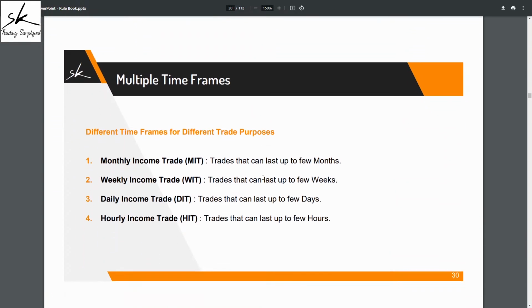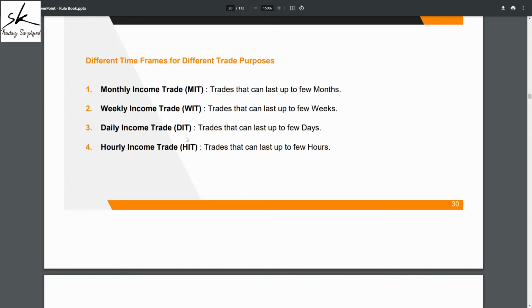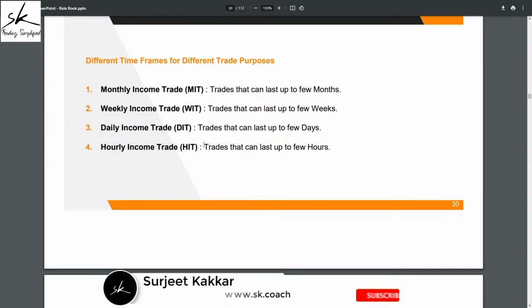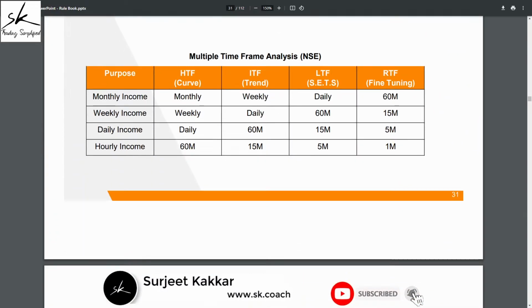Next, what are the four different trade purposes? We have already talked about it. What is HIT, DIT, WIT, and MIT? So now the question comes that for every purpose of trade, what will be my four different time frames? And we get the answer from this table.